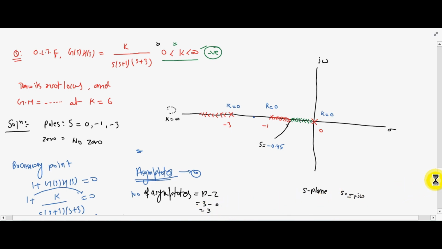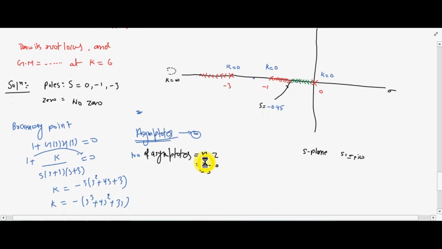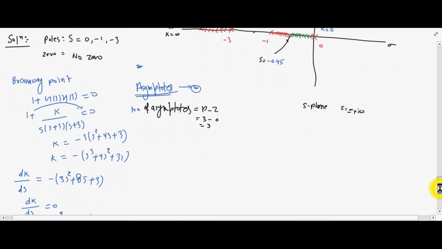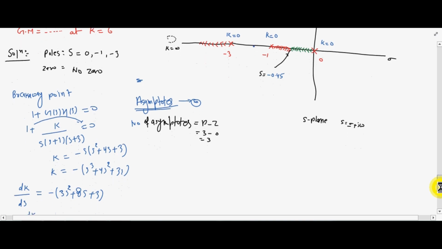What is the meaning of this 3? It means there are 3 branches in our root locus which terminate at infinity. Now see here, one branch starts from -3 and terminates at infinity. There are 2 remaining branches that start from this breakaway point and terminate at infinity. These are the asymptotes. Now, first we find the centroid.